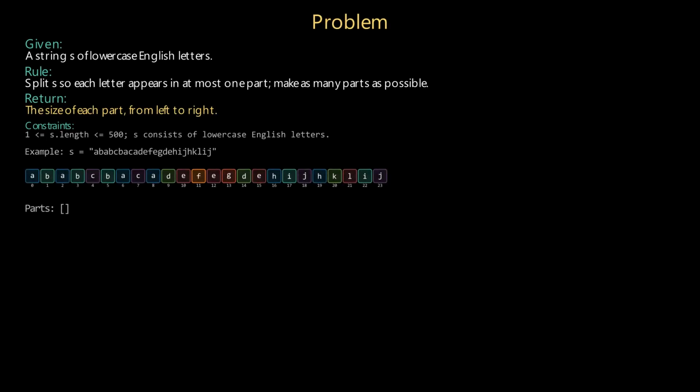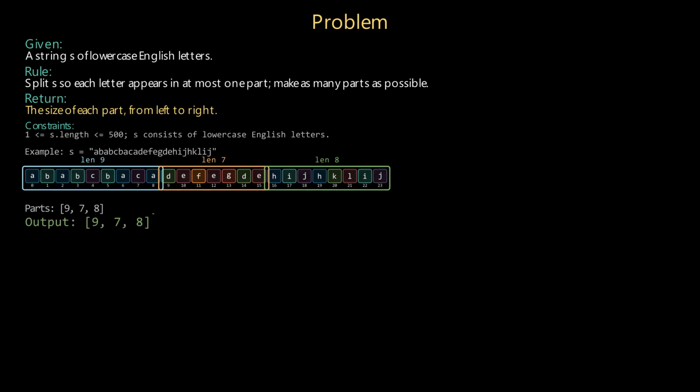Given a string, split it into as many parts as possible so each letter appears in at most one part. Return the sizes of those parts. In the example, the first part must stretch through the last A, and by then B and C are also contained, so we cut length 9. The next closed range has length 7. The final closed range has length 8. So the output is 9, 7, 8.